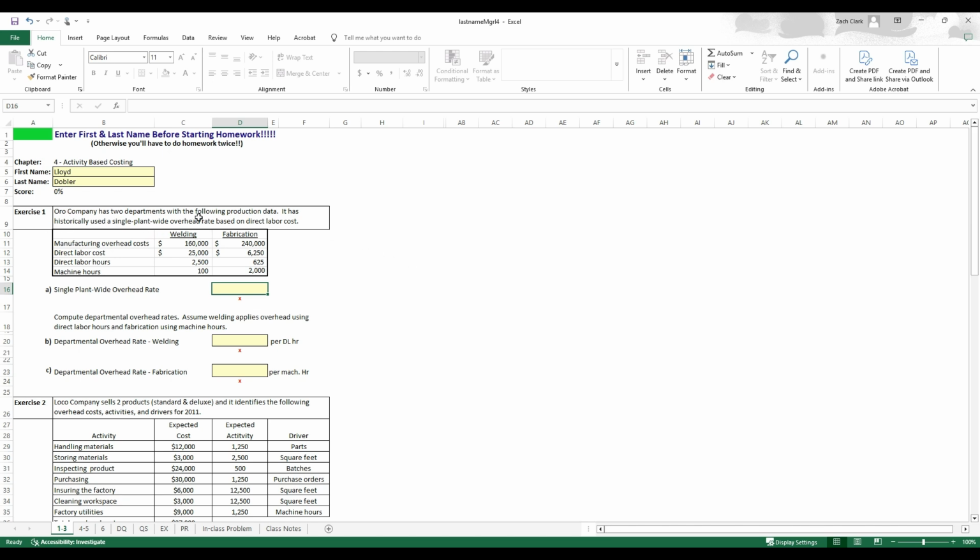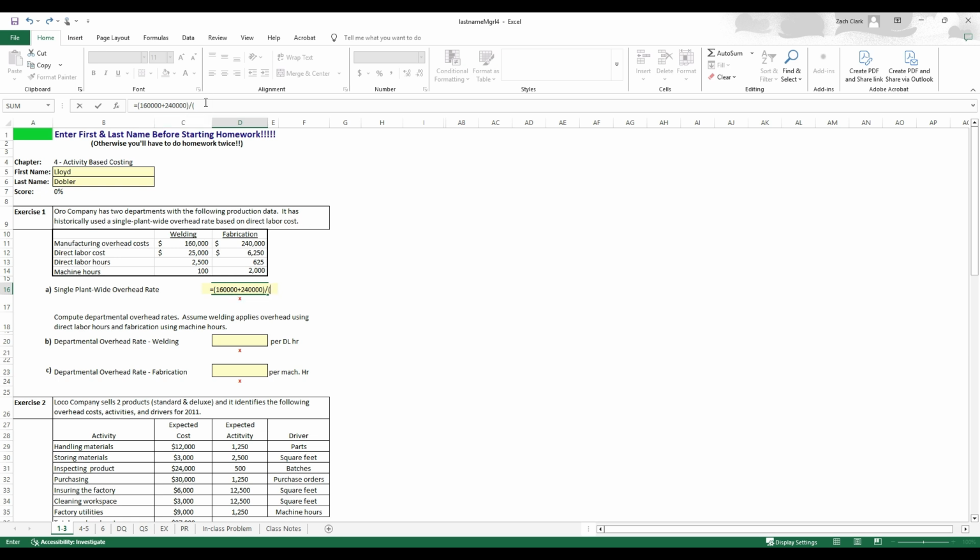So for exercise 1, we have this company, Oro Company, that has 2 departments with this production data here. And the company has historically used a single plant-wide overhead rate based on direct labor cost. So the first question is asking us what that single plant-wide overhead rate would be. Again, it tells us based on direct labor cost. So we'd be taking our total overhead divided by the direct labor cost, and we need to add both departments together, so that's the summation here.